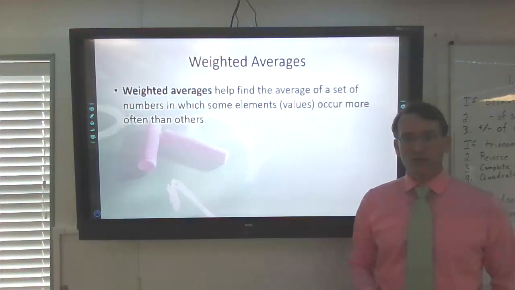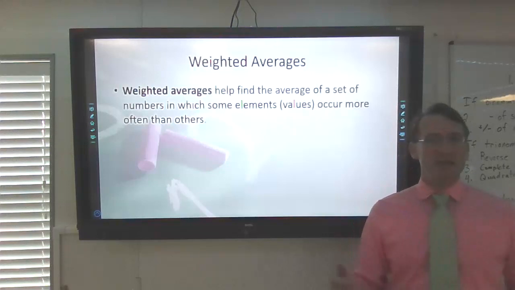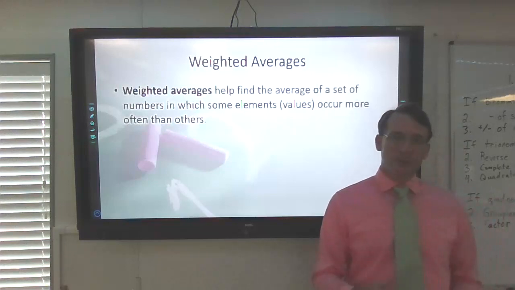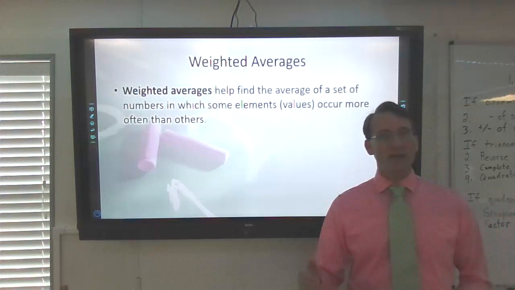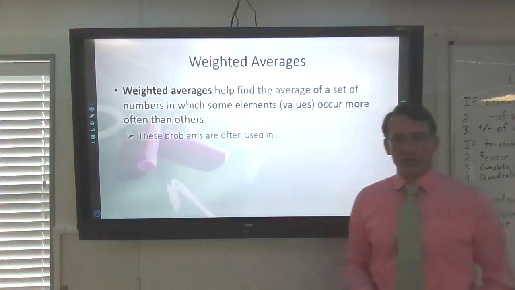Out of those 10 tests, you had 9 of them that were 98%, and you had one test grade that was a 70. You would expect your grade to be closer to the 98% than the 70% because you had 98s more often than you had the one single 70. So that is a weighted average.